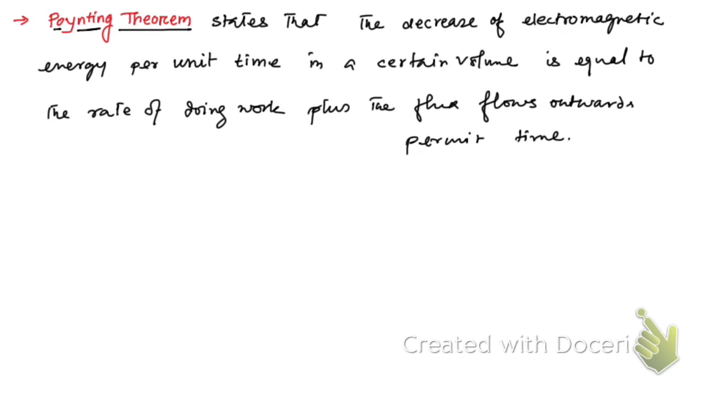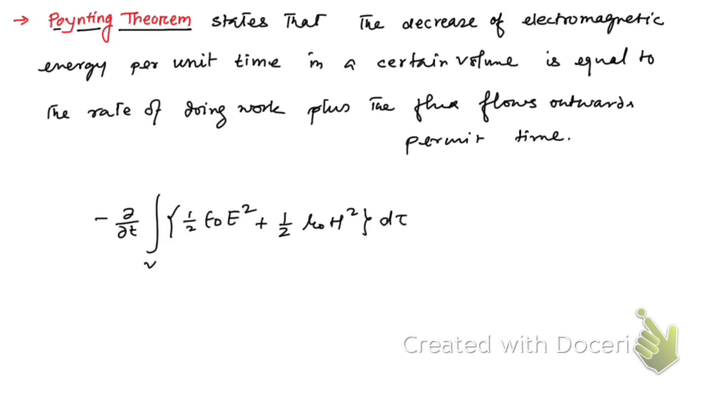So mathematically we can write it this way: minus del t of the volume integral of half epsilon naught E squared plus half mu naught H squared, d tau, which is the volume element, equals the surface integral of E cross H dot dS, where dS is the area vector, plus the volume integral of E dot J d tau. So this is the mathematical expression.